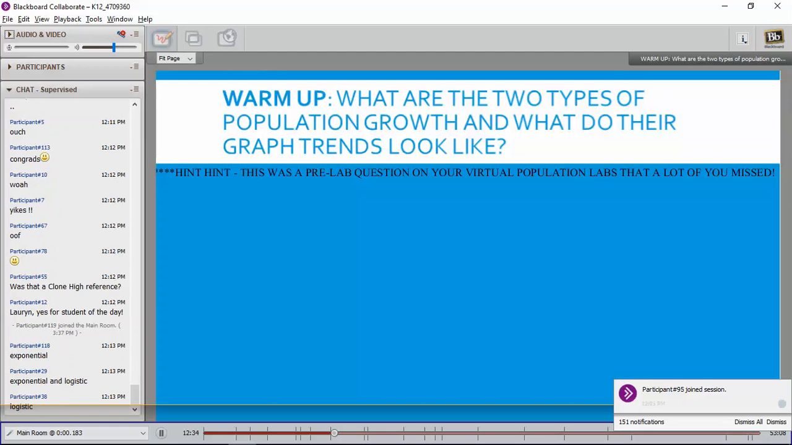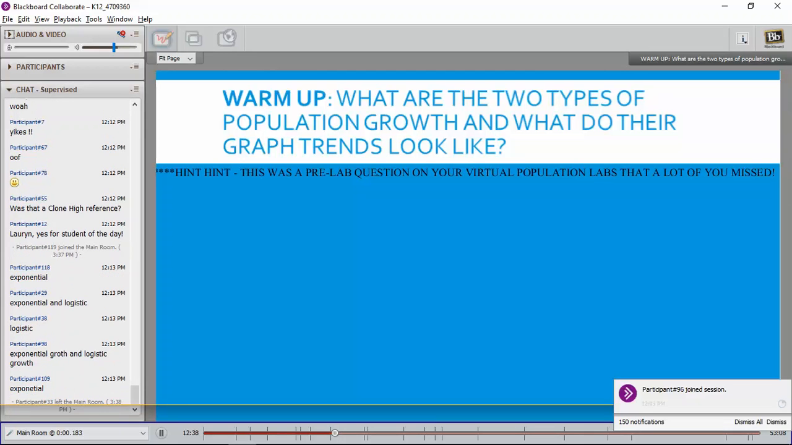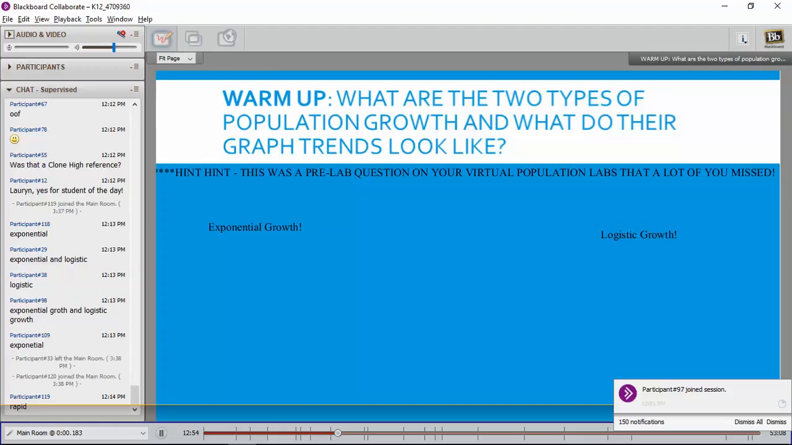Exponential growth, where the population suddenly grows. Perfect, Logan. Round of applause. Thank you. Exponential growth. Jamelin, tell me what the second type of growth is. Logistic growth. Amazing. I'm so glad that you guys remember this because a lot of you left this pre-lab question blank or didn't understand what was being asked of you, so I'm glad that we're reviewing this.